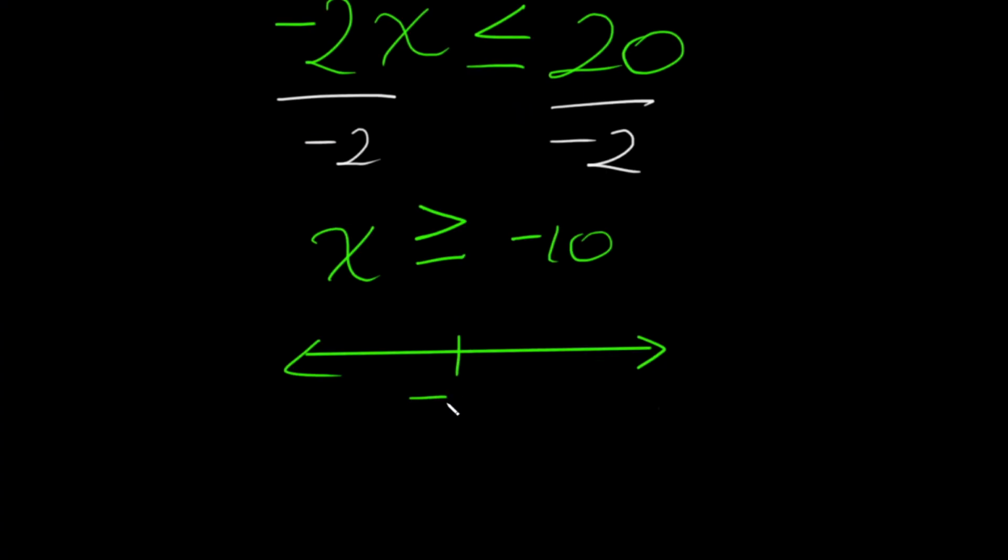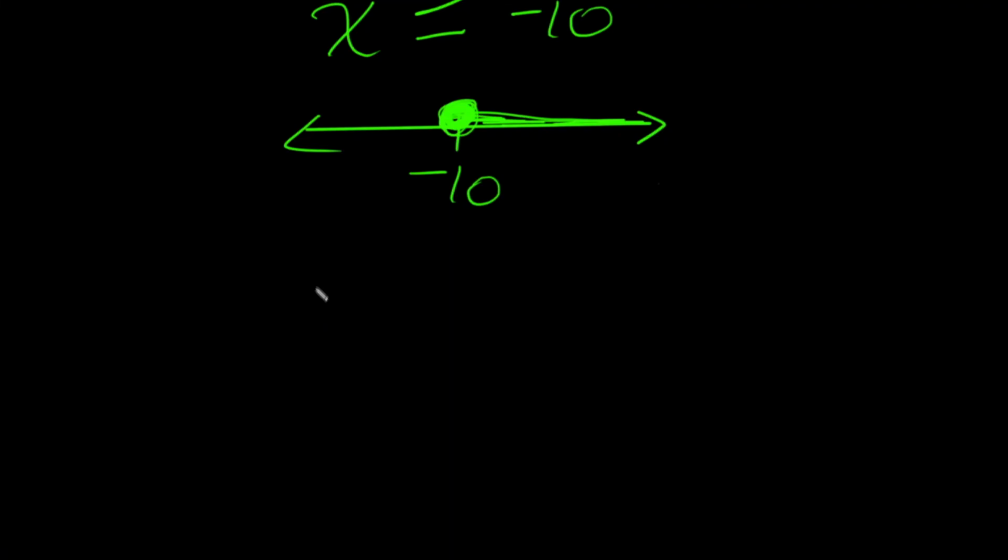So on the number line, we have negative 10 here. We're greater than or equal to. The greater than means we'll shade to the right. And of course, the equal to means that we'll need a closed circle. With interval notation, that means a bracket, negative 10, comma, infinity, close parentheses.